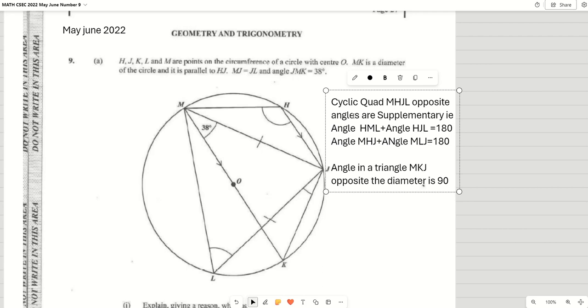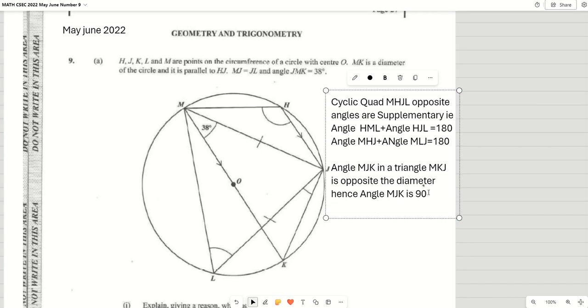One of the sides is our diameter. In the triangle MJK, the angle MJK is opposite the diameter, hence that angle, this angle here, is 90 degrees.